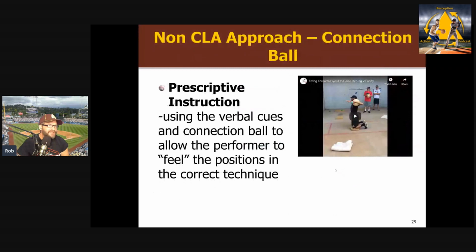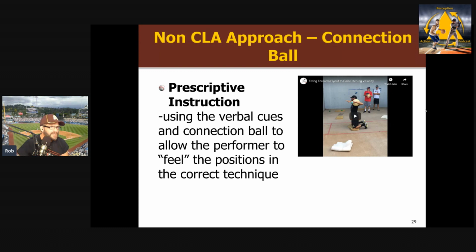Now let's look at a different one that's not the constraints-led approach. Again, this is using the connection ball, and it's using it for the same reason. This is the important point I try to stress: whether you follow an information processing approach or an ecological approach, a lot of it is addressing the same problems, using the same tools, using the same methodology, but in very, very different ways.